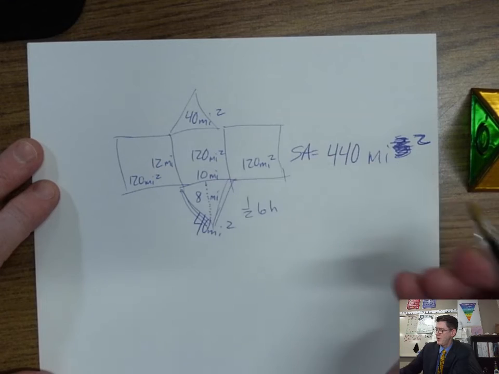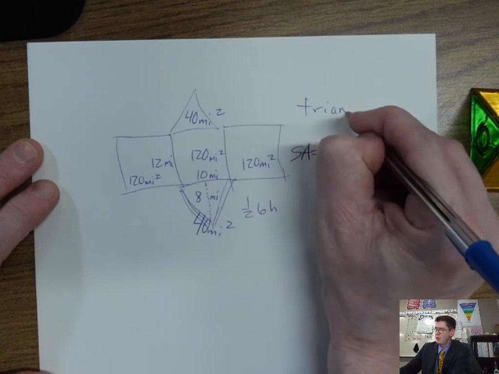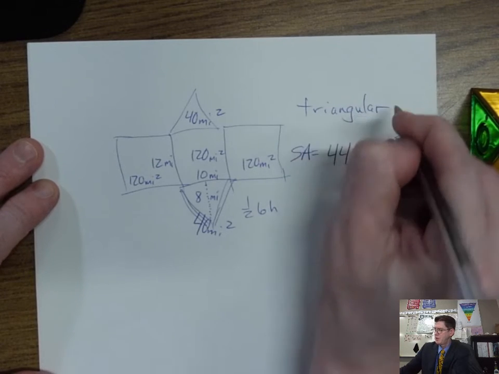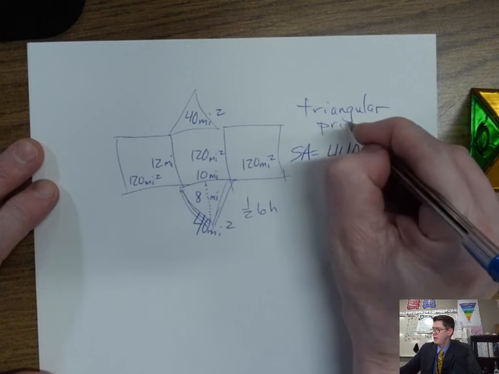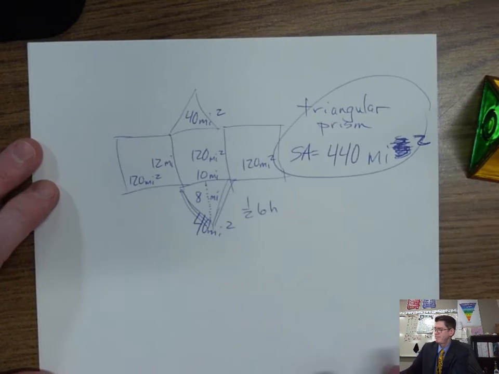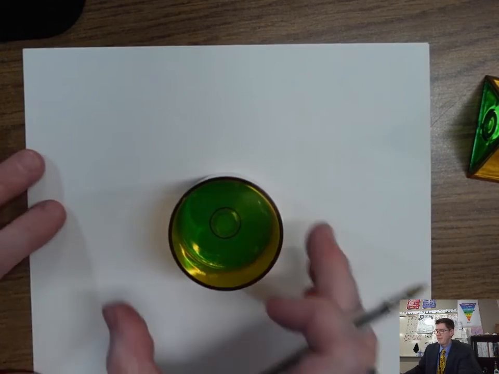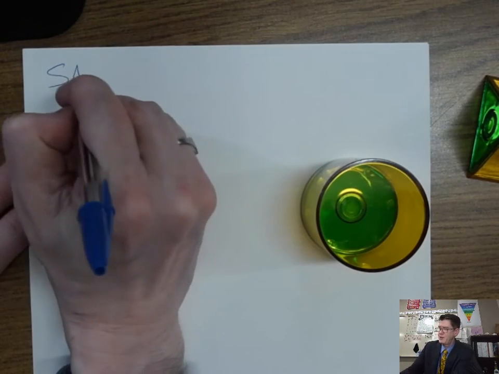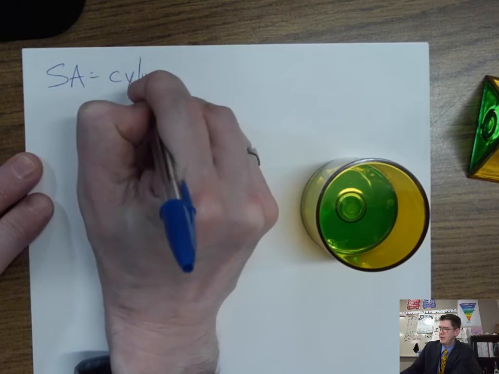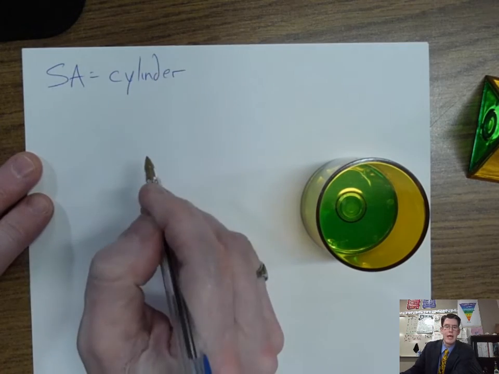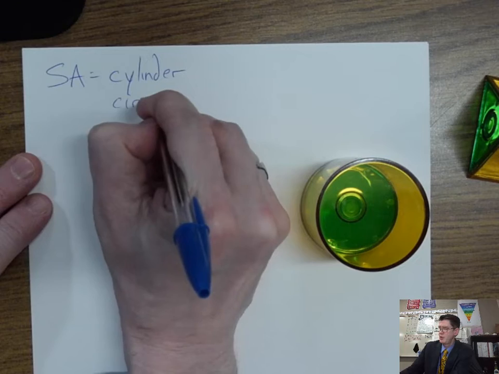That's how you find the surface area of a triangular prism. Just find the triangle first, and then these are the rectangles. Triangular prism. There it is. Okay, last one, a cylinder. Finding the surface area of a cylinder, or you could call it a circular prism.